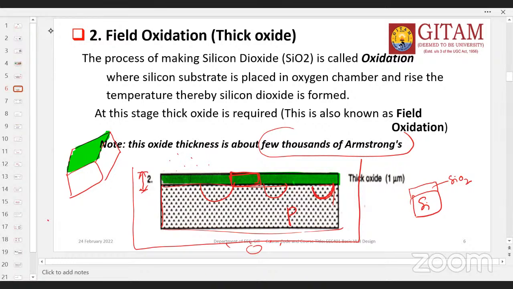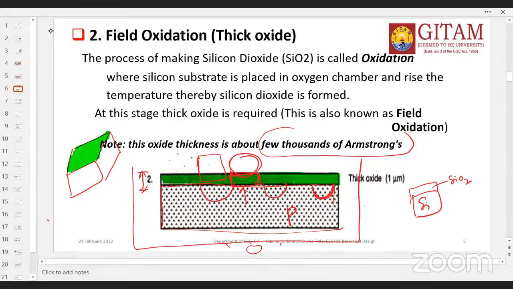So whenever you perform some operation in a particular region, for example here, the other area should not be disturbed. That must remain the same. That's the reason why the silicon dioxide acts as an insulator to protect the area under it.